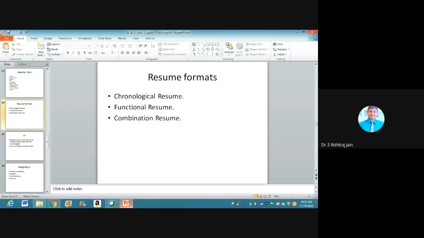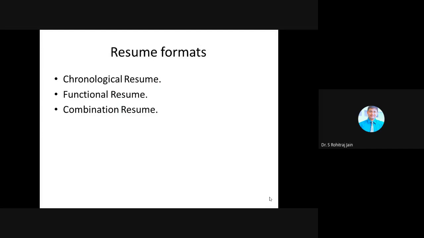And irrelevant information should not be mentioned, like too much personal information. Your too personal information should not be mentioned over there. Only if it is asked during the interview can you tell, right? So these are some of the do's and don'ts of a resume.